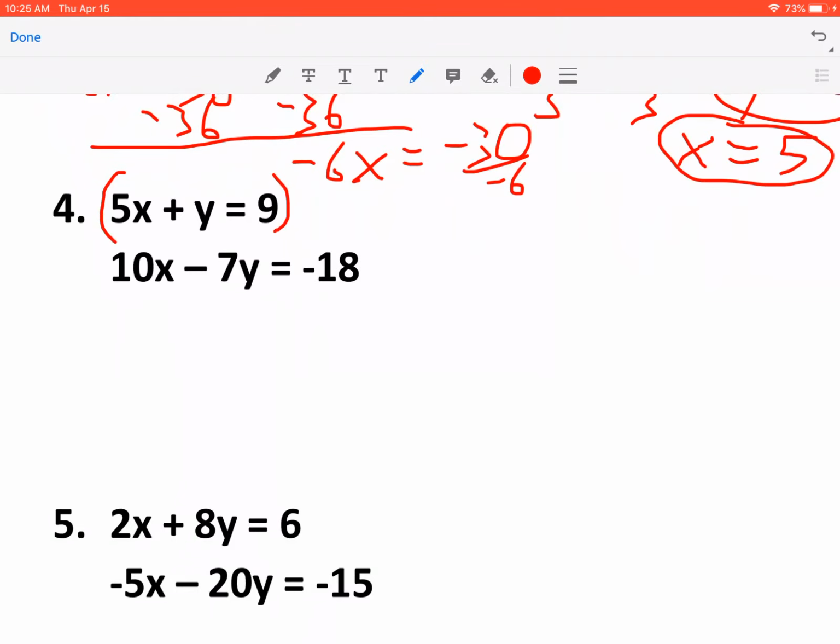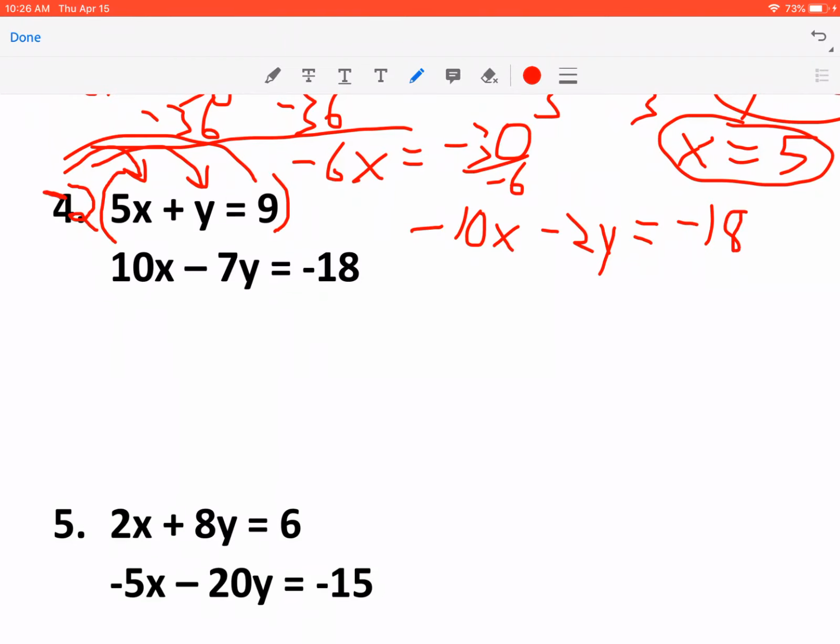So remember, if I multiply this by 2, it gives me a positive 10x. Well, 10x and a 10x don't cancel, so I need to multiply this by a negative 2. So that would give me negative 10x minus 2y equals, remember, negative 2 times 9 is negative 18. You didn't do anything to the second one, so slide it directly under. You got 10x minus 7y equals negative 18.